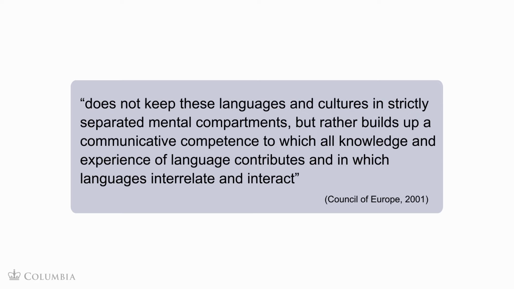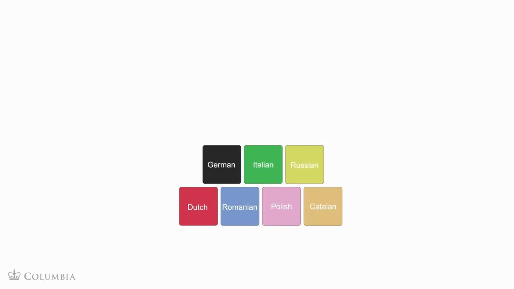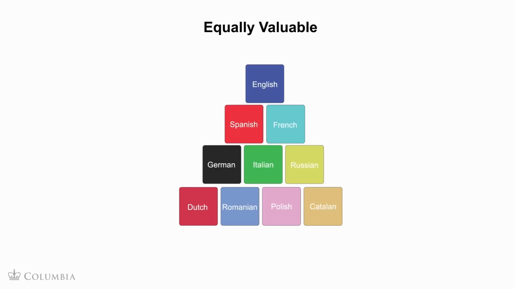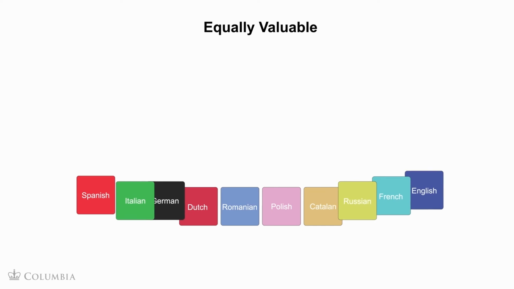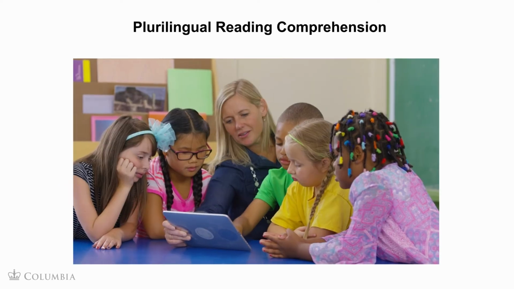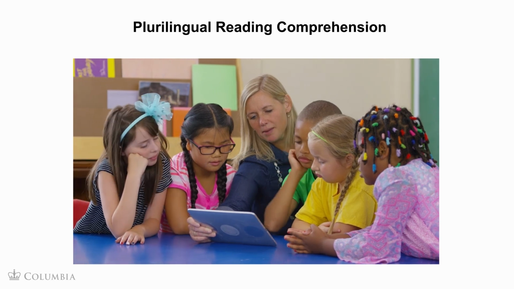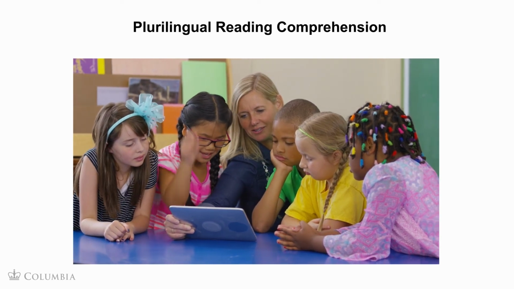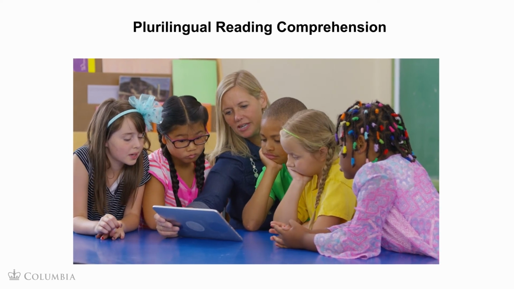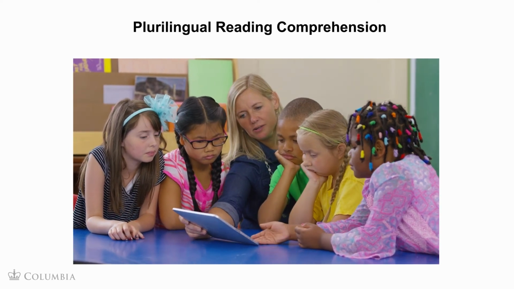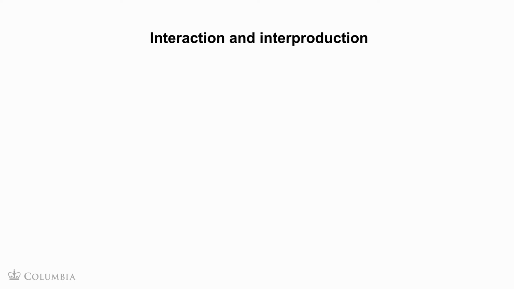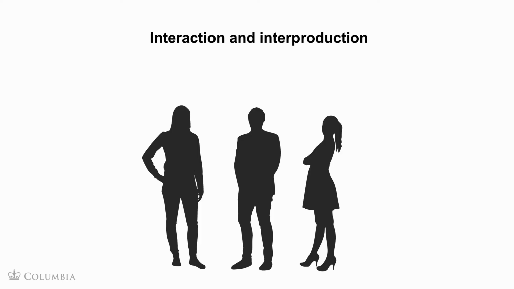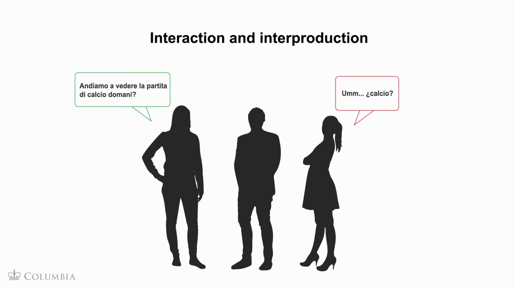That is, intercomprehension does not consider languages according to political, social, and economic hierarchies, but rather recognizes them as equally valuable. Viewing every language as equally valuable means that in intercomprehension, developing plurilingual reading comprehension is an important skill in today's society. However, this is not the only ability that intercomprehension sees as significant. It also asserts the benefit of developing other skills like interaction and interproduction. That is, the possibility for speakers to communicate with their own languages when they belong to the same language family.